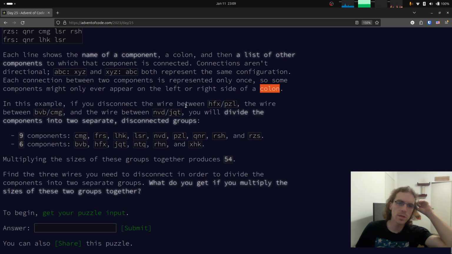In this example, if you disconnect the wires between HFX and PZL, the wire between BVB and CMG, and the wire between NVD and JQT, you will divide the components into two separate disconnected groups: 9 components and 6 components. Multiplying the sizes of these groups together produces 54. Find the 3 wires you need to disconnect in order to divide the components into 2 separate groups. What do you get if you multiply the sizes of these 2 groups together?